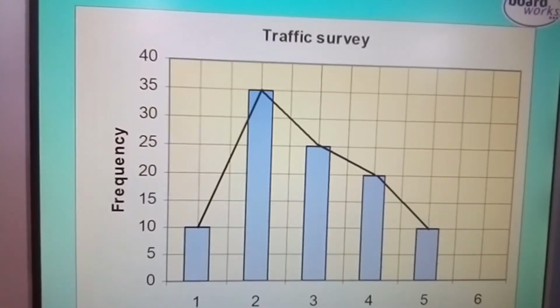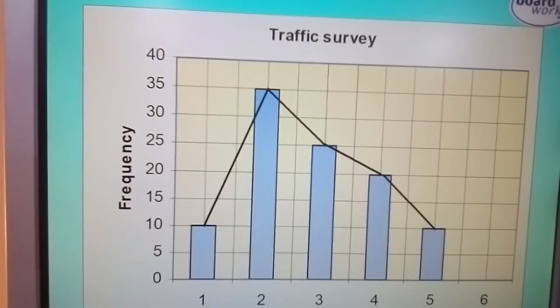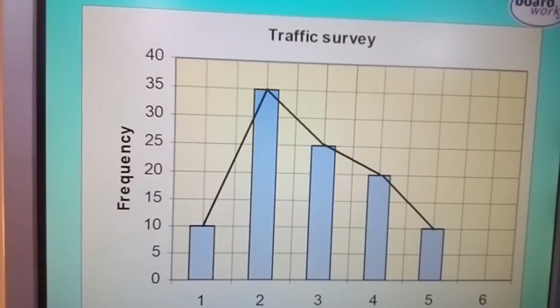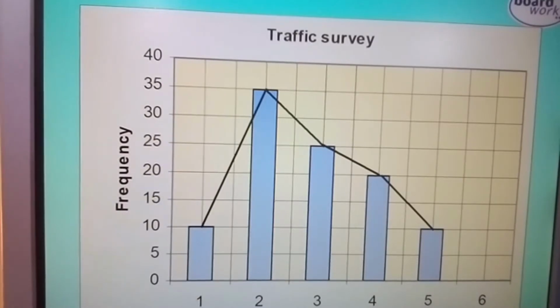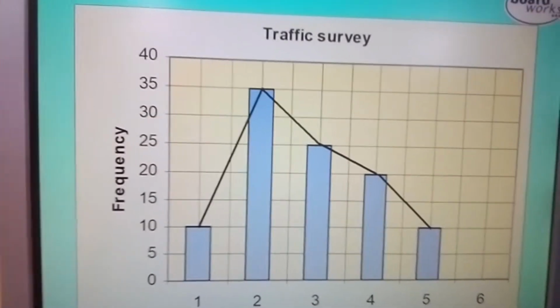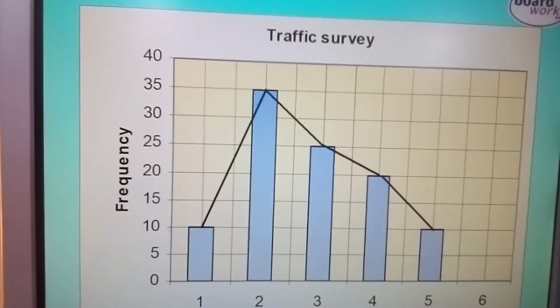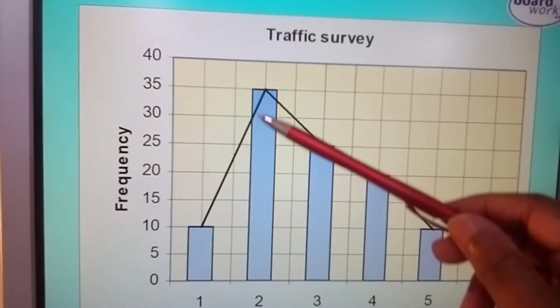Frequency, traffic survey, number of people in cars. So you can see that 10 times occurrence at 10, we only had 1 passenger in a car. Then number of people in a car, then we had a frequency where we then have 35 people.